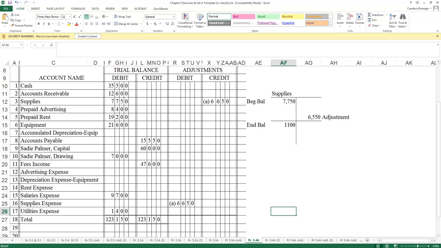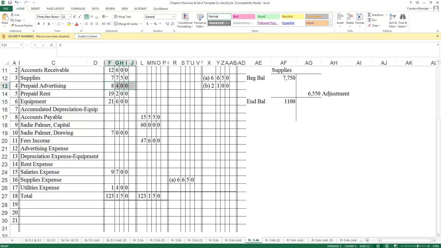Next adjustment, the prepaid advertising contract was signed on January 1st and covers a 4-month period. So it covers an entire 4 months. So we have to take prepaid advertising and divide it by 4. And every single month we make an adjustment for 1 month. So every month we get to take an adjustment of $2,100 because this $8,400 that I'm highlighting is for 4 months. So we have to make an adjustment once a month for 4 months.